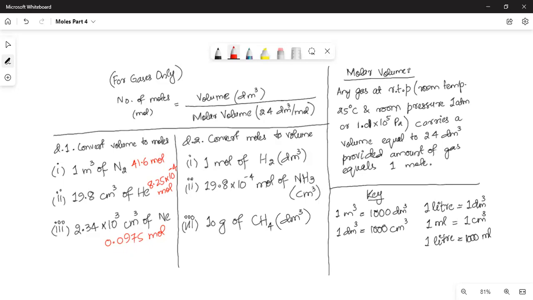But in the second part, I've specifically asked for centimeter cube units. So you might need to do a conversion after applying the formula.